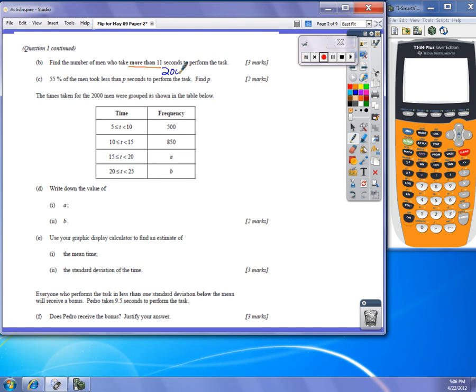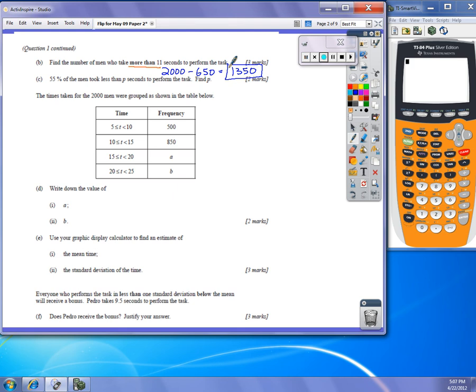and it looks like 650 men took less than 11 seconds, that would give us 1350 to be the number of men who took longer than 11 seconds. Now it says 55% of the men took less than p seconds to perform the task.